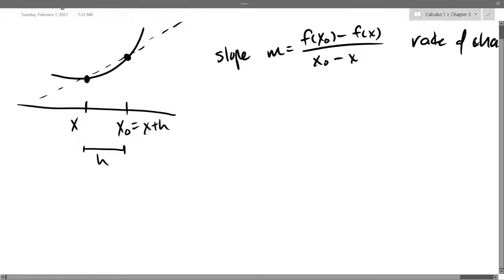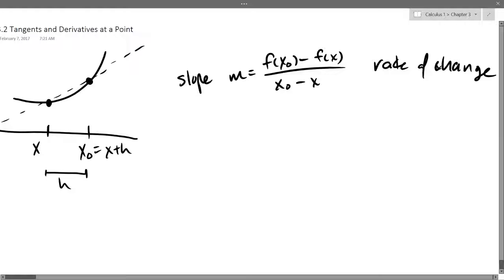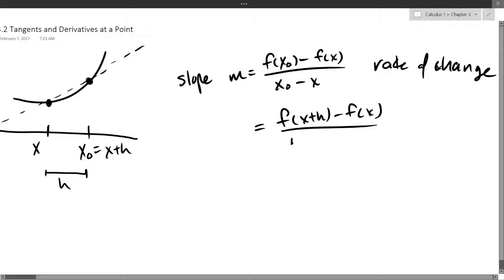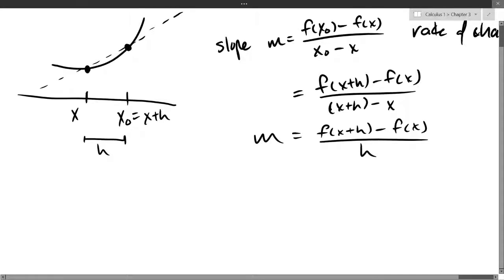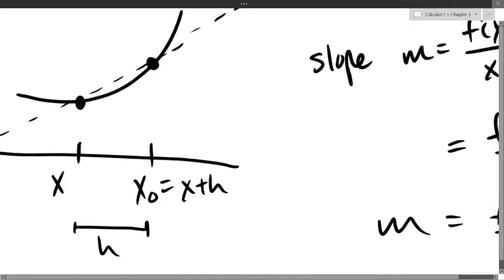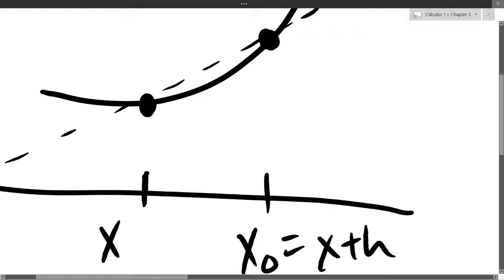And all I'm going to do is take out x naught and replace it with x plus h, and simplify that. The x cancels the minus x in the denominator. So there's our slope. Now what I want to do is get a more accurate slope at x. If we zoom in really far, the slope looks like it's pretty close to being flat. So I'm going to estimate the actual slope of the curve, not between x and x naught, but right at x. And it looks like it's going to be something like this right here.